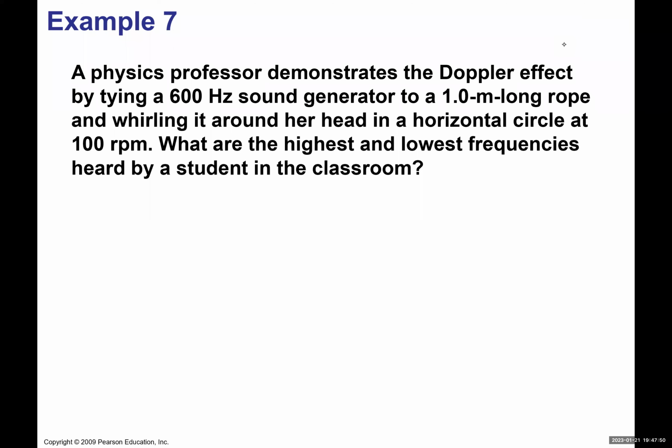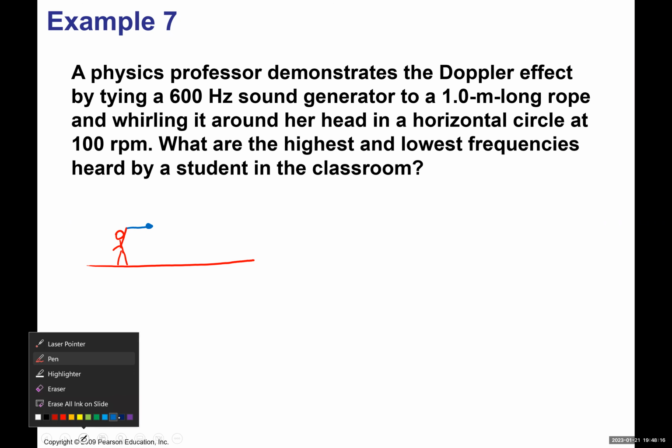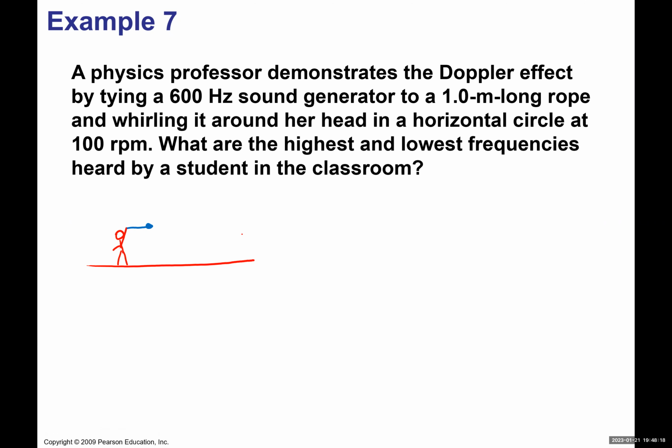All right, so let's try to visualize this problem. One thing you can assume here is, let's say you have a teacher, something like this. So here's the rope, and here's the generator. And let's take one of the students to be somewhere right here. So, teacher, and then student.